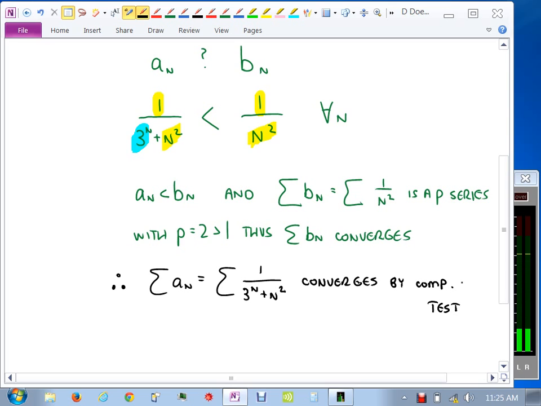Okay? That's what I'm looking for. Now, you could have done this problem exactly the same using geometric. It would have worked. If you had used the 1 over 3 to the n, it would have worked the same way, because the left side still would have been less than the right side, and the B sub n would have been a geometric series with r being 1/3. That would have converged, which forces the A sub n to converge.